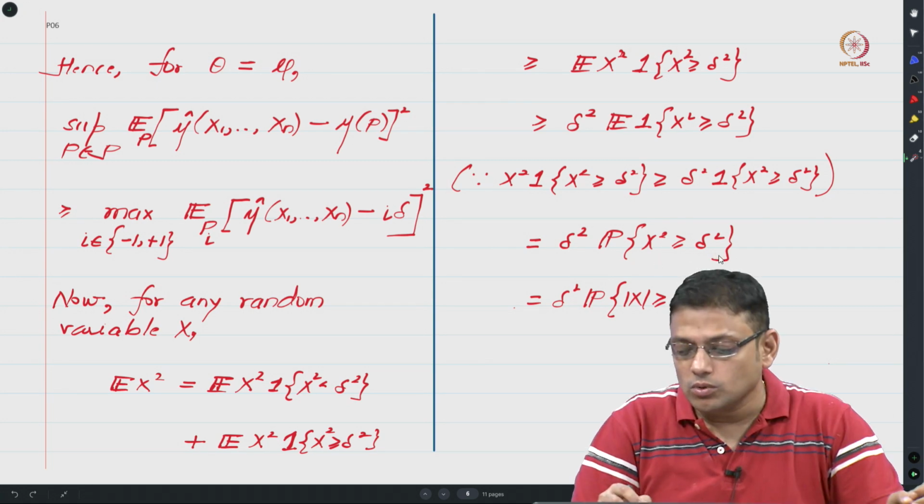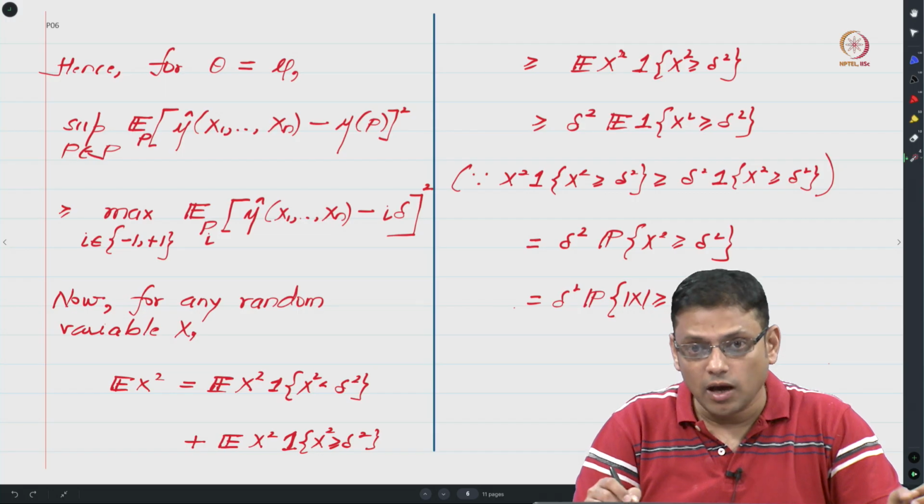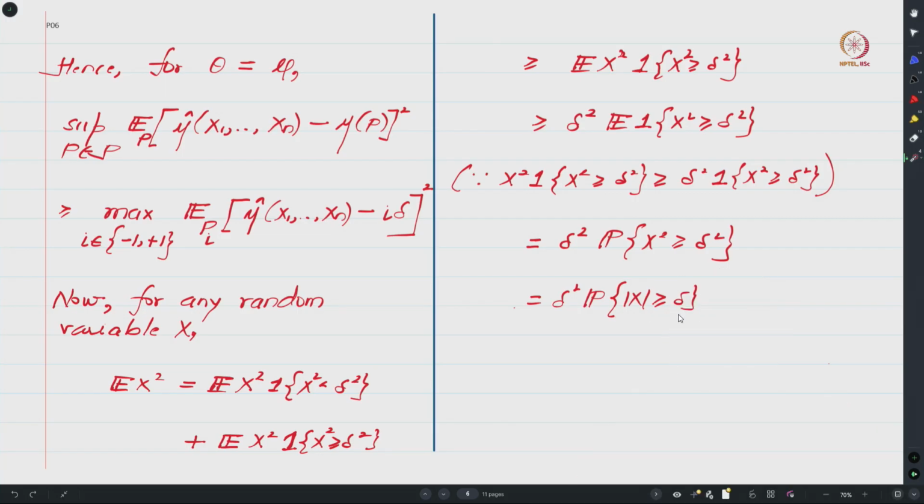Is this okay? Now this event and this event are one and the same because I am using these absolute values. Hence I can replace this event by the absolute value of X, because whenever the absolute value of X is bigger than delta, X square is bigger than or equal to delta square. Similarly, when X square is bigger than or equal to delta square, that can only happen when the absolute value of X is bigger than or equal to delta. Hence one can conclude that the expected value of X square is lower bounded by this quantity. So let's use this fact over here.